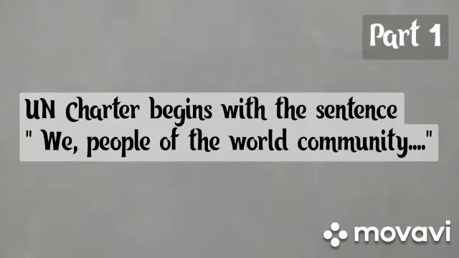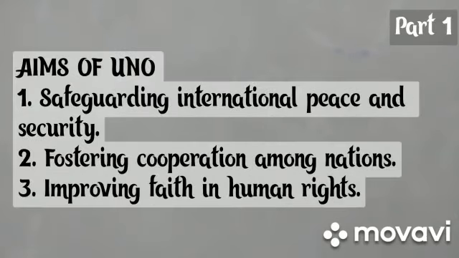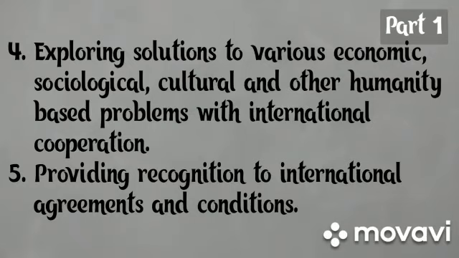Now what are the aims? The following are the aims of the United Nations Organization. Number 1, safeguarding international peace and security. Number 2, fostering cooperation among nations. Fostering means encouraging cooperation among the nations. The third, improving faith in human rights. The fourth, exploring solutions to various economic, sociological, cultural, and other humanity-based problems with international cooperation.